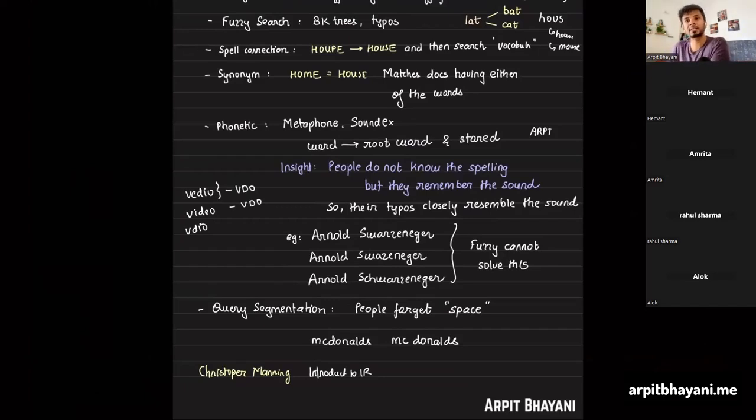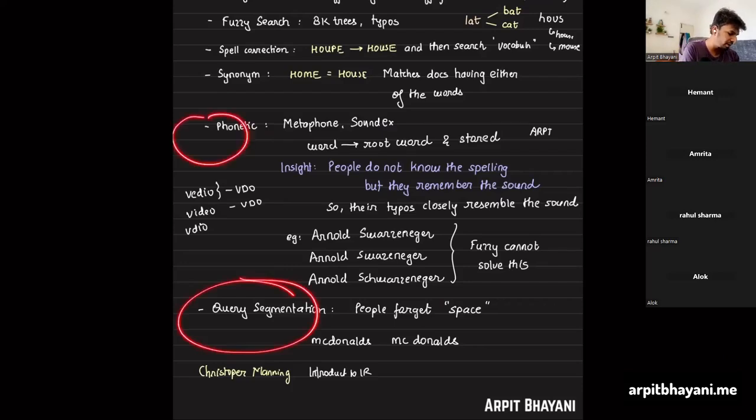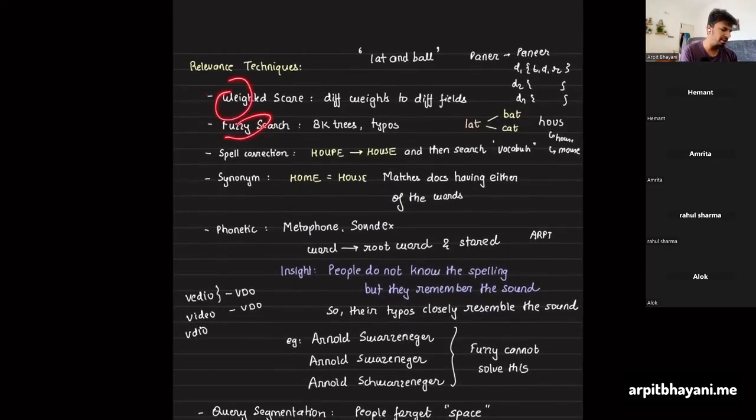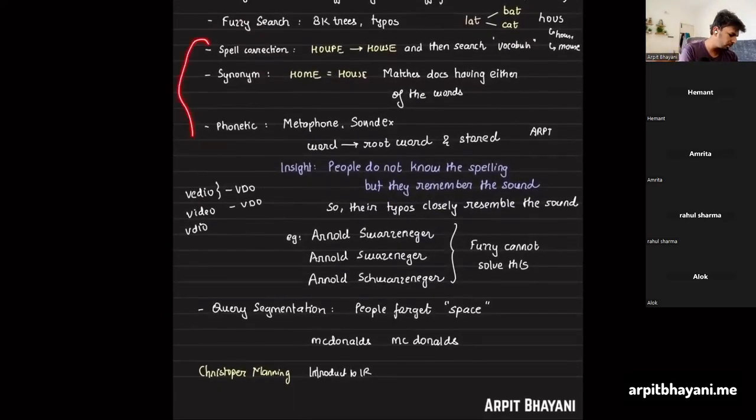Elasticsearch gives us a lot of features, but typically doesn't give us anything which is domain specific. Anything which is domain specific, like query segmentation, phonetic and synonyms, we have to take care of, and also spell correction. But fuzzy searching and weighted search, this is what Elasticsearch gives you out of the box. But for us to take the search to the next level, all of this we have to do.